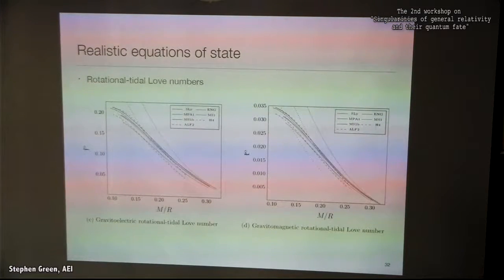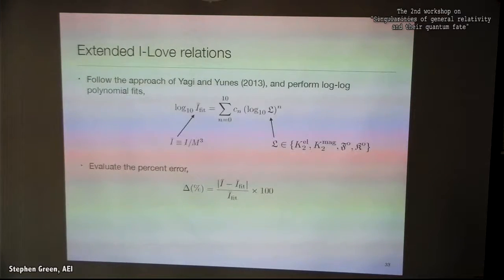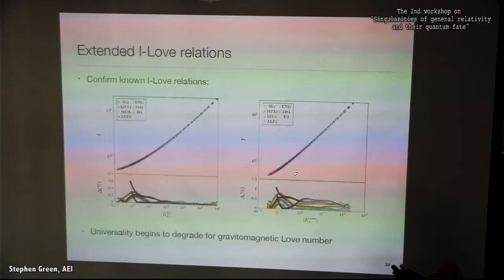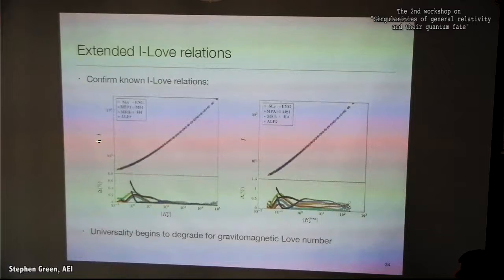We can do a similar analysis for the rotational-tidal Love numbers and work those out. Now, when it comes to the universal relations, what we're doing is just following the approach that Yagi and Yunes had to do these fits. What they did is log-log polynomial fits between the moment of inertia, or this rescaled moment of inertia, and each of the Love numbers, and evaluated the percent error. These are well-known I-Love relations that I had on one of the early slides. We're just verifying that they continue to hold.